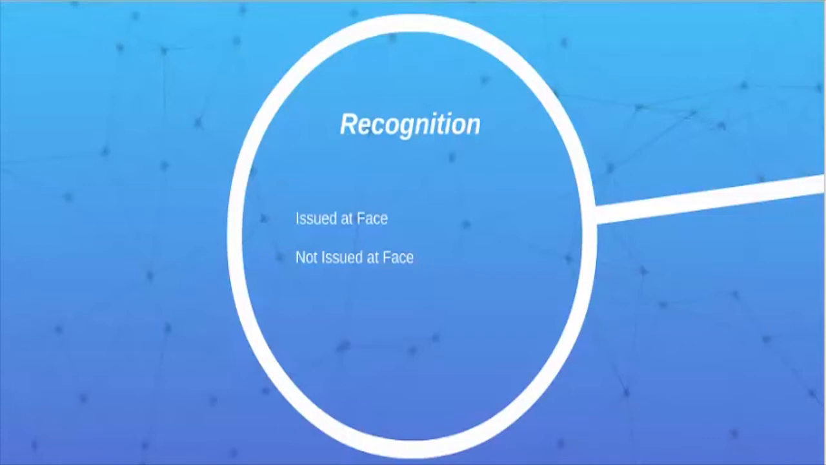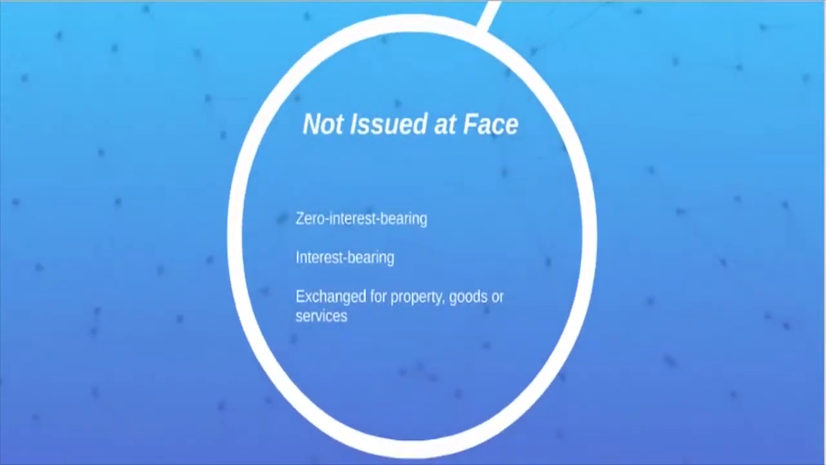Now, when you have notes that aren't issued at face, there are a couple of ways we can recognize those depending on the circumstance. So let's say it's not issued at face. Well, that could be because we have a zero interest-bearing note, an interest-bearing note that has a difference in interest rates, or we have a note that we've issued in exchange for property, goods, or services. So there are a couple of reasons why we might not have issued the note at face value.